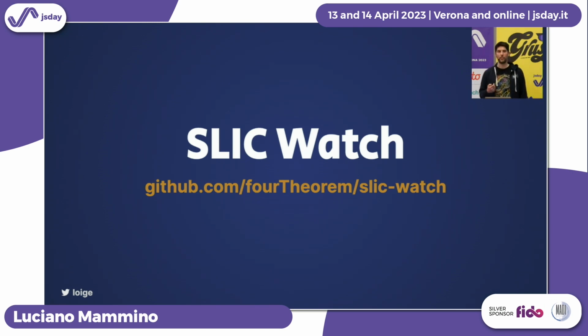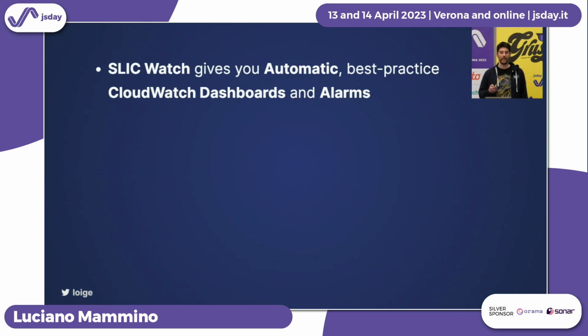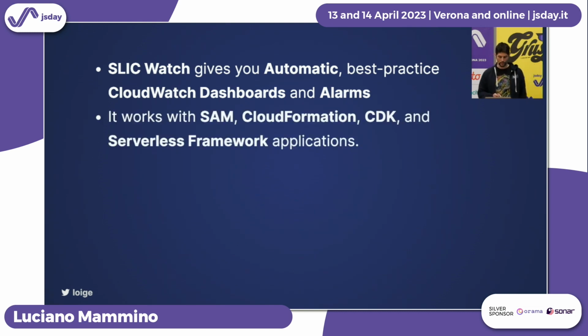And eventually, we came up with this idea that there is some automation that you can put in place that will apply some of these best practices out of the box for you. And so we built this tool that is called SlickWatch that basically allows you to get automatic alarms and dashboards for CloudWatch just by looking at your infrastructure as code.